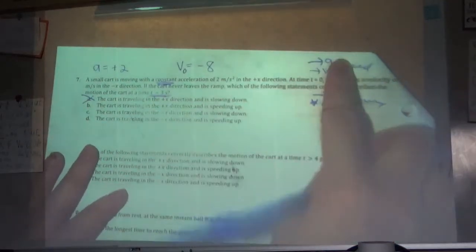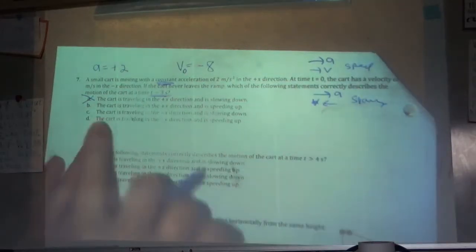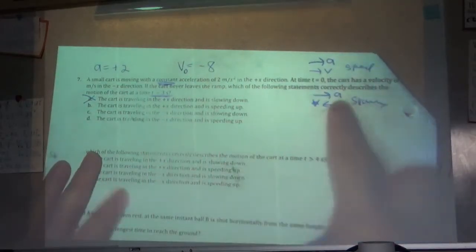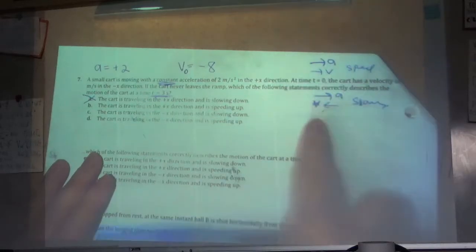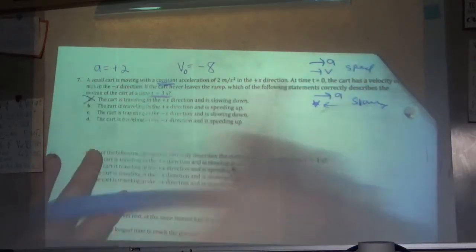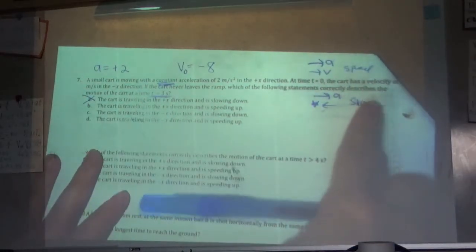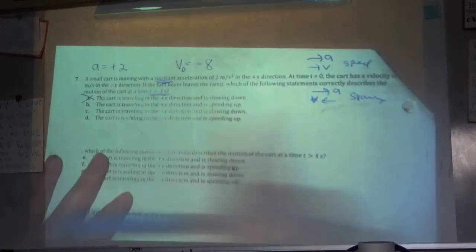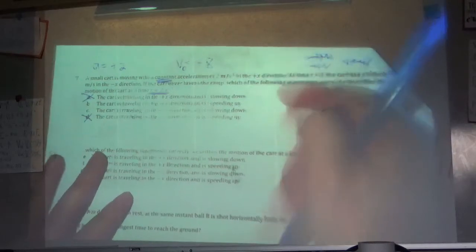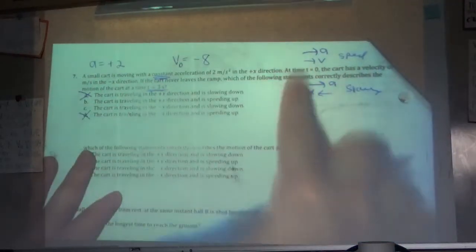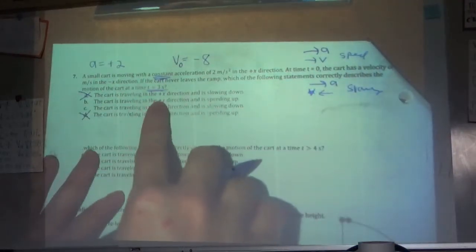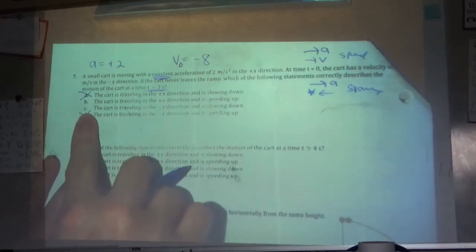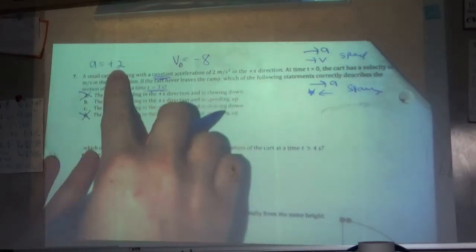Moving in the positive direction and speeding up could be okay. Moving in the negative direction and slowing down, yes, if my velocity was in the negative direction and a is positive, that would be slowing down, that's okay. And if it was moving in the negative direction, it could not speed up because it would need negative acceleration to speed up. So without figuring out which way it's moving, we can automatically cross off A and D just based on knowing a positive acceleration.